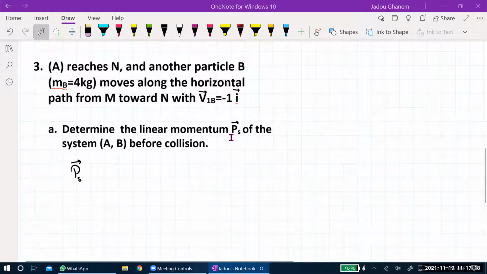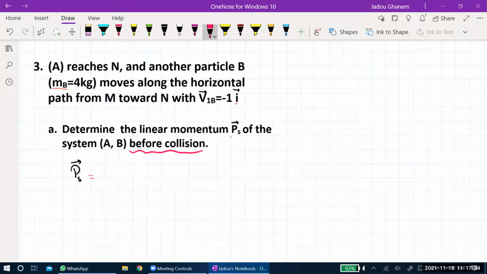Let me start writing the answer. I guess that you're ready. PS vector, which is the linear momentum for the system. They didn't say that these two objects are stuck together. Here we are just working before collision. So we have two different objects.